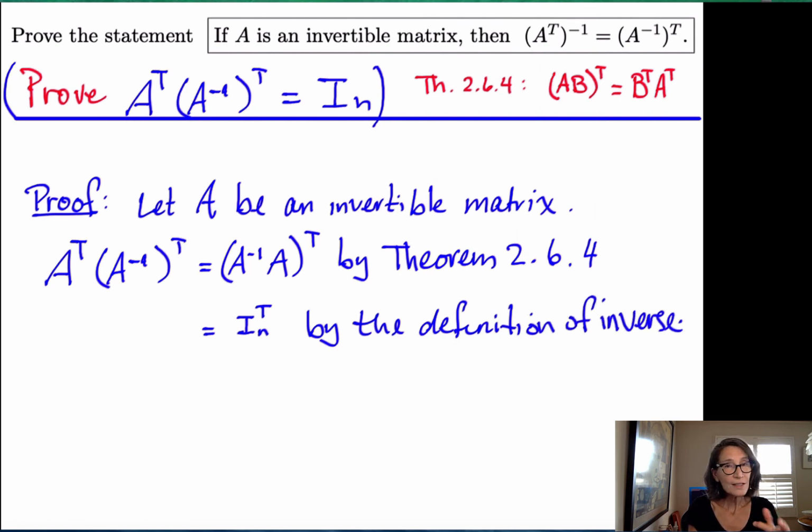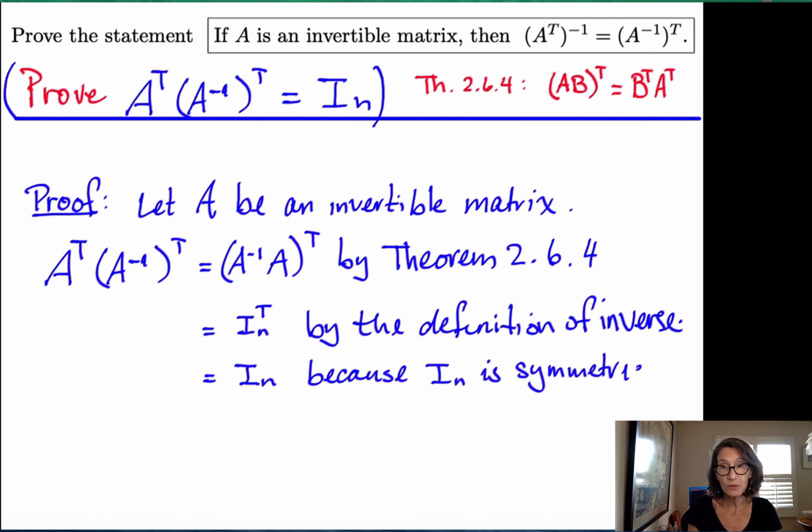And now, what's the transpose of the identity matrix? So remember, the identity matrix is a diagonal matrix. It just has ones on the diagonal and zeros elsewhere. So if you swap the rows and columns, they're equal. In other words, the identity matrix is symmetric. So we can say In transpose is the same as In, and that's because the n by n identity matrix is symmetric. So now we've proven that A transpose times A inverse transpose gives us the identity matrix.